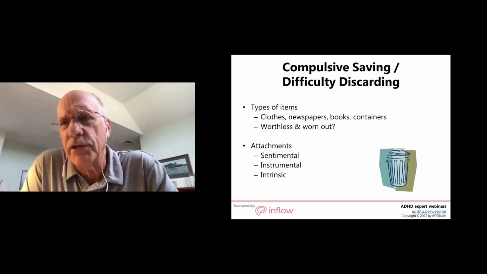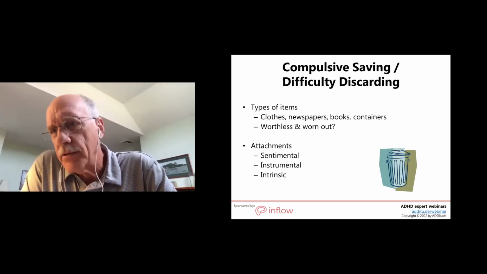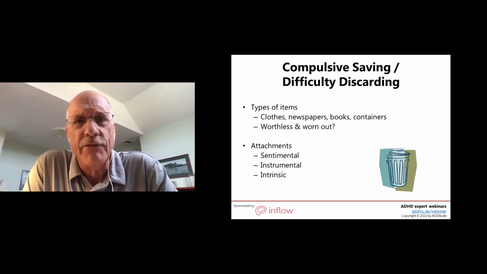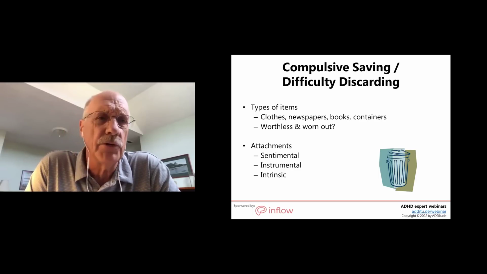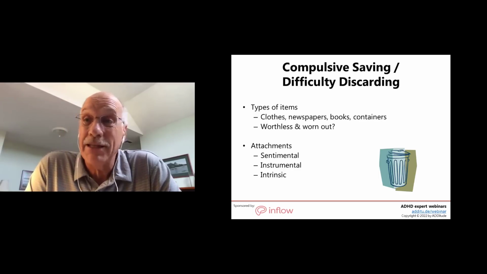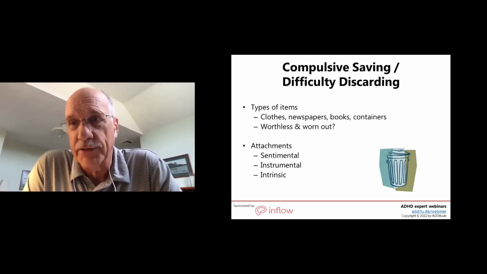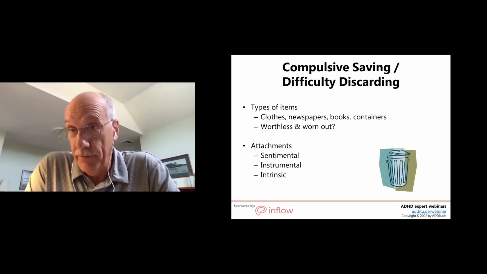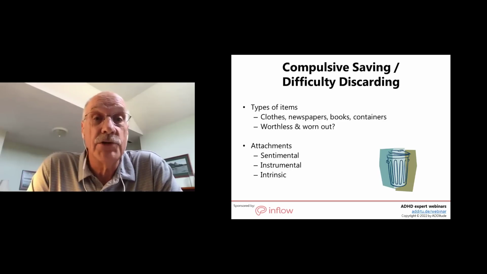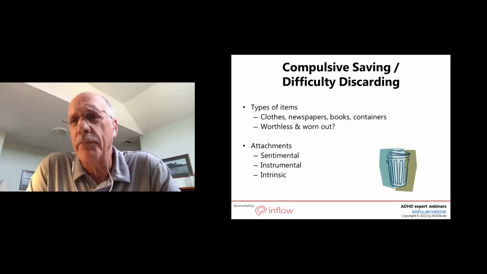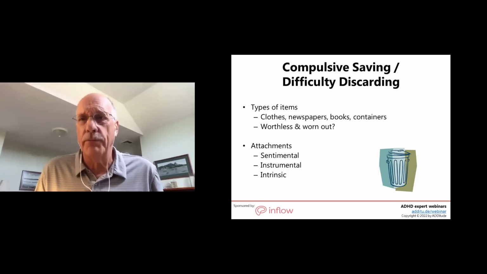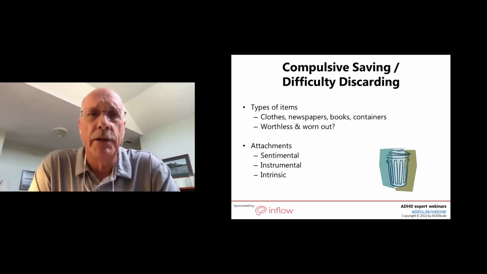One of the things we initially thought was, are the types of items that people who hoard save different than people who don't hoard? What we found is basically people who hoard save the same kinds of things as everyone else. They just save more of them. And so clothes, newspapers, books, containers, these are the biggest volume items that we see in the house.